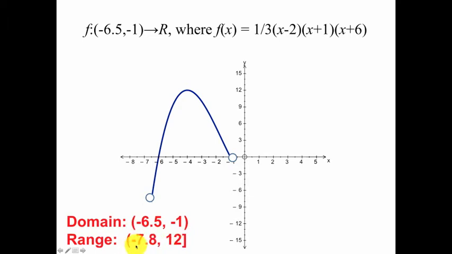Now, in order to get this negative 7.8, what you'd need to do is just substitute in negative 6.5 into this equation up here, and that would actually give you this value that you can see here.